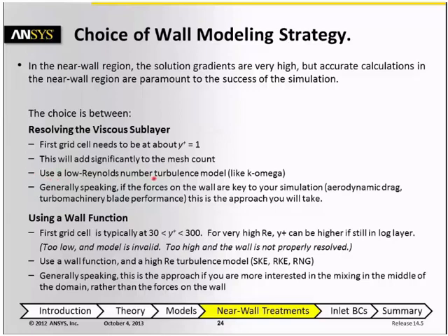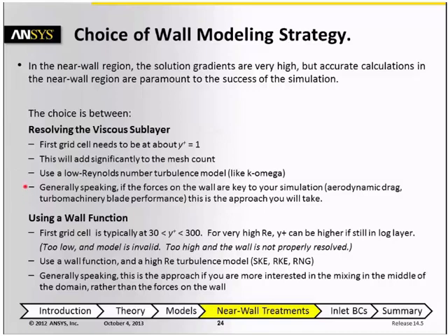When we say low Reynolds number turbulence model, we're not talking about the Reynolds number of the flow or the system Reynolds number. Instead, we're just referring to the fact that the model equations can be solved on a grid that penetrates into the viscous sublayer without having to modify any of the terms in the equations.